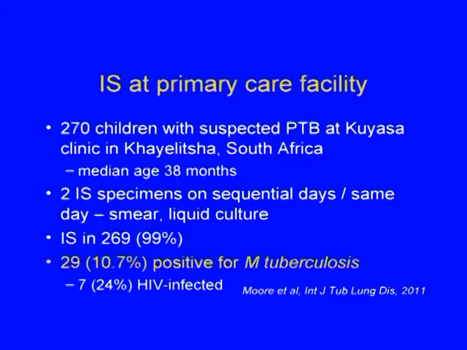So first point to say is that induced sputum was successful in almost all children. And the people doing this induced sputum were the nurses in the clinic. We trained them, and I'll show you some of that also. About 11% of children were positive by culture for TB. That's very similar to adults. In fact, it's higher than the yield from adults at primary care TB clinics. And again, about a quarter were HIV infected.